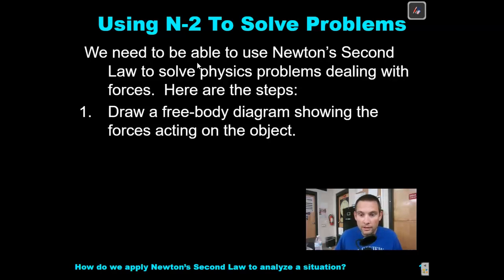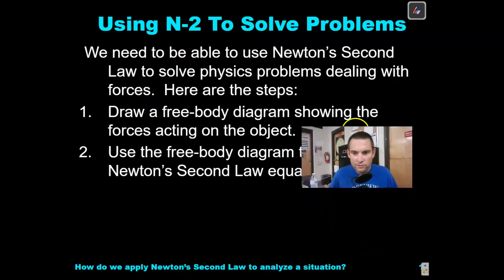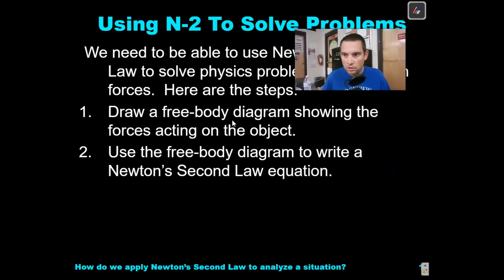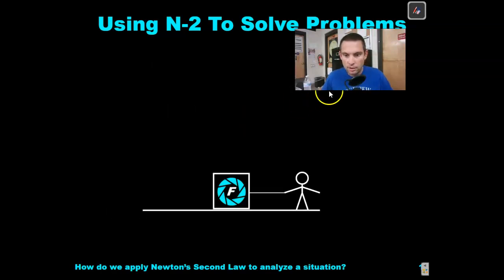It's been a little while, right? But we remember it just starts with a dot. Gravity always goes down, and then we label it. Then we deal with the other forces. If there's a normal force, a tension force, an applied force, whatever it is, we have to represent it with an arrow that is the correct size. Next, we're going to use the free body diagram to write an equation, creating our own equation. Step 3, solve the equation for whatever the unknown is.